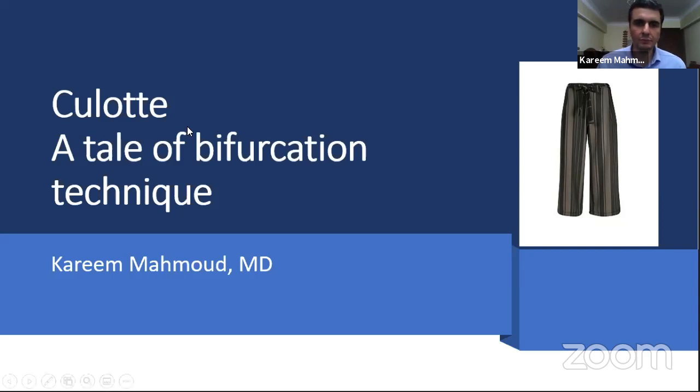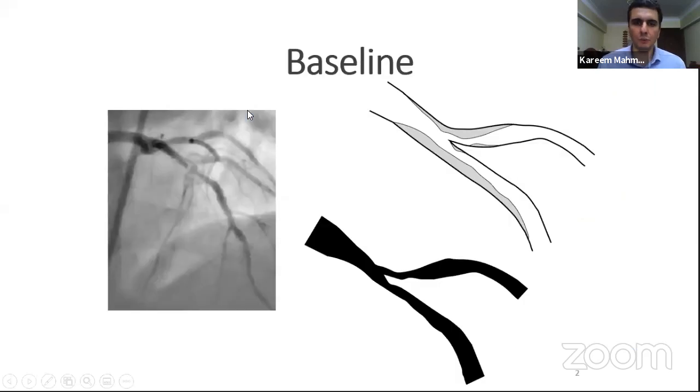Every now and then we encounter this bifurcation lesion with a Medina classification class 111, meaning there is a significant stenosis in the main vessel, both proximal and distal, and in the side branch. And accordingly, we choose different technique according to each situation. I'm going today to discuss Culotte technique as a treatment for this type of lesion.